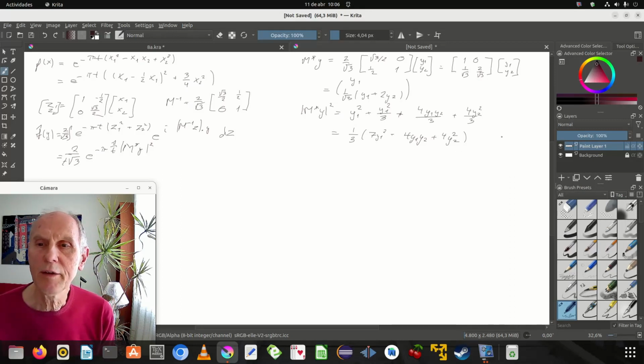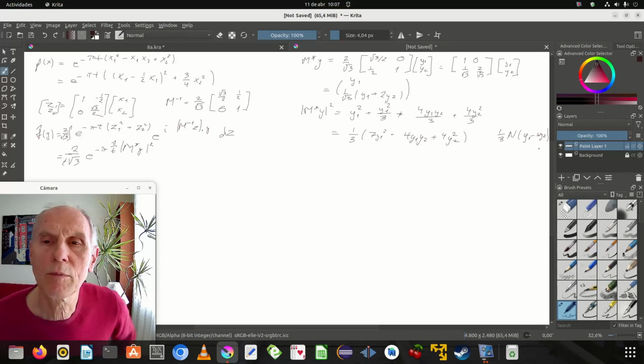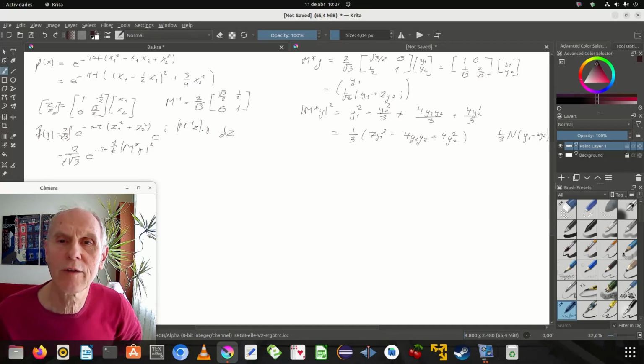I believed that it should give 1/3 the norm of y1 minus omega y2, or minus y1 plus omega y2, so I think I have a mistake here. I'll just go through it again before I carry on.